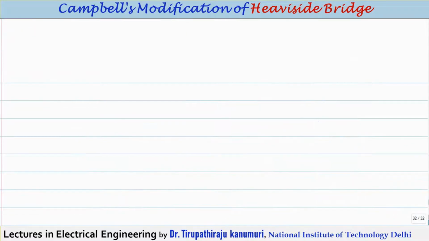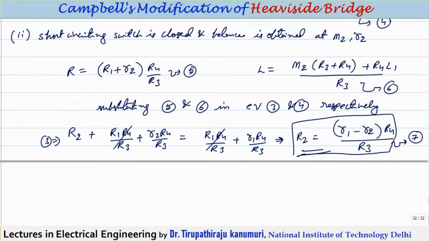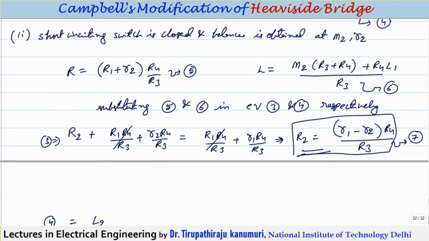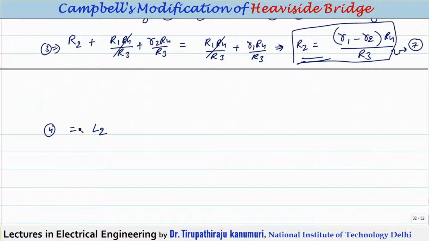In a similar way we can calculate the equation. So equation number 4 will be equal to, I am directly writing it, L2 plus, so we got the value of L is equal to, substitute this and simplify it. I am directly writing the answer to save time. The value of L2 will be equal to M1 minus M2 times 1 plus R4 by R3. You can calculate it and cross check because it is simple. So I am directly writing this step, and this will be equation number 8.